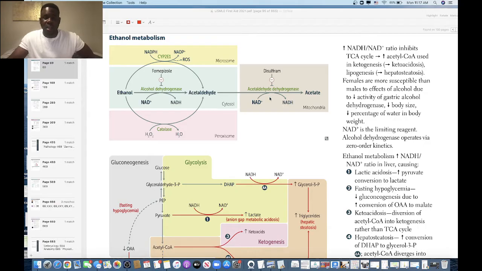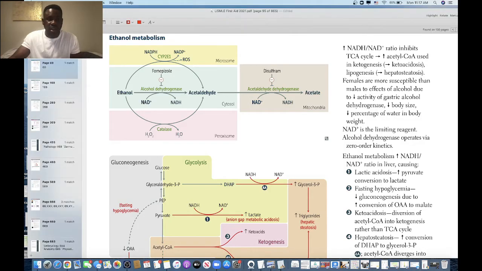Next, if somebody is a chronic alcoholic, we have a certain drug called disulfiram. We can give it to the person, and it will block acetaldehyde dehydrogenase. If it blocks acetaldehyde dehydrogenase, acetaldehyde cannot be broken down. We'll have accumulation of this acetaldehyde, and when acetaldehyde accumulates, it becomes very toxic. It becomes very, very toxic to the body.